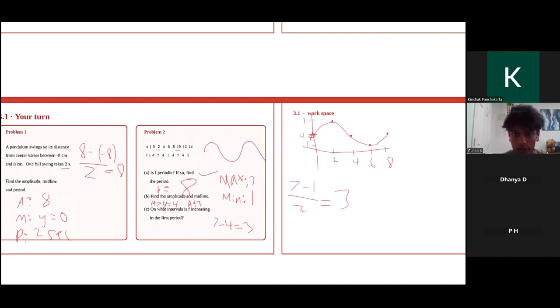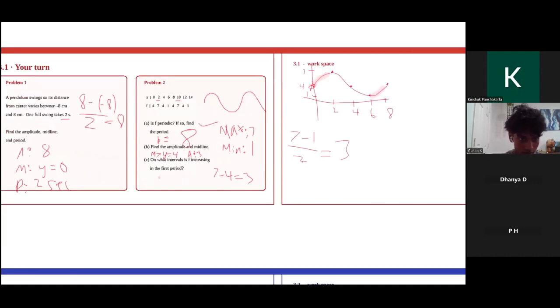Clearly, I can tell that it's increasing from x equals 0 to x equals 2. Then it's decreasing from 2 to 6, and it bounces back and starts increasing from 6 to 8. So the answer for the intervals where it's increasing in the first period is 0, comma 2, union, which is like a way of saying and, I'm pretty sure you guys know, 6, comma 8. There we go.